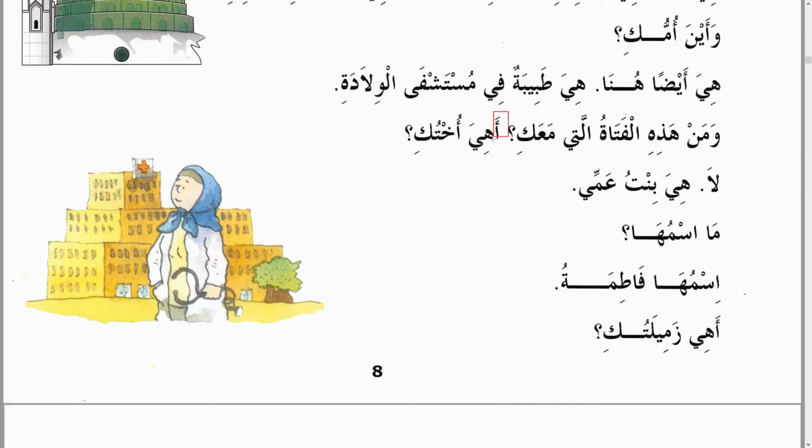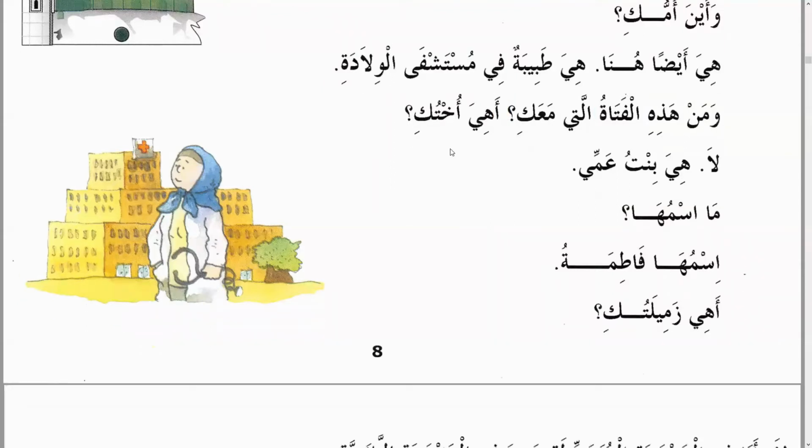A is again used for questioning, right? Ahiya ukhtuki, it's very simple, inshallah. La hiya bintu ammi, no, she is the daughter of my uncle. No, she is the daughter of my uncle. Bintu ammi. So what is am? Am is the uncle, right? Am is the uncle, and my uncle is ammi. Bintu ammi is the daughter of my uncle.